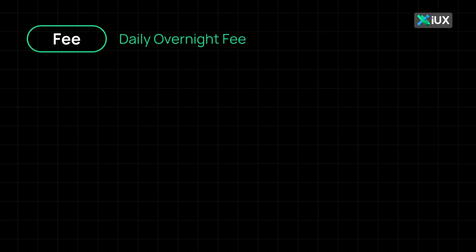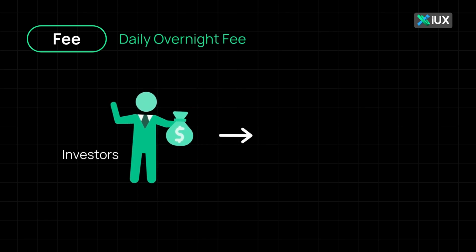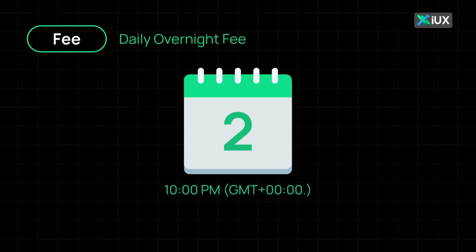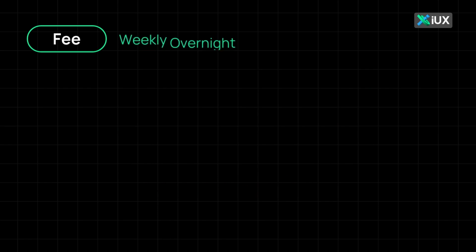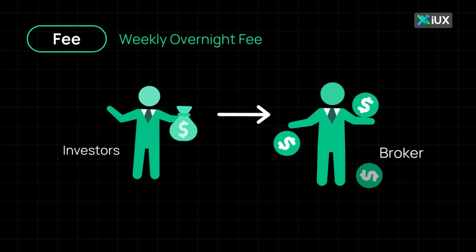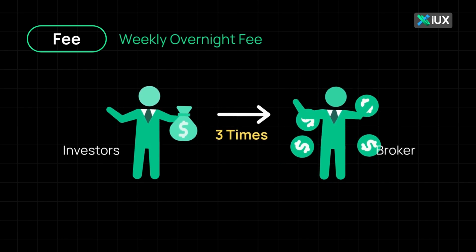1. Daily overnight fee. This is the fee you must pay to the broker daily, which is charged daily at 10 p.m. 2. Weekly overnight fee. This is the fee you must pay to the broker at 3 times the daily amount due to market closures.